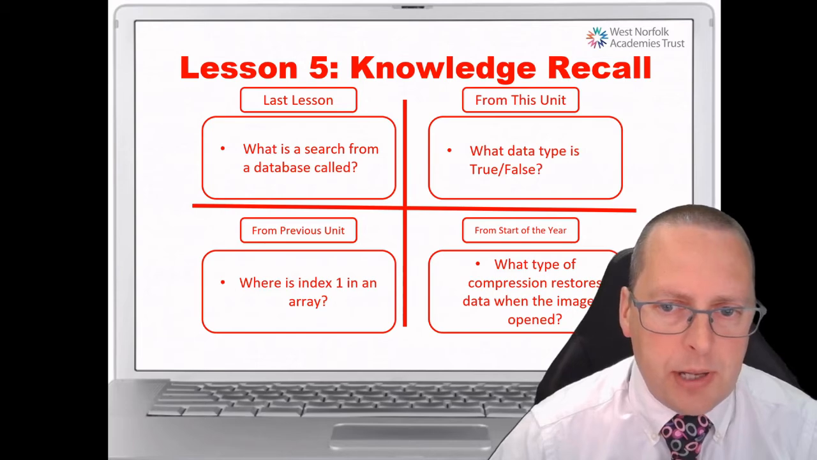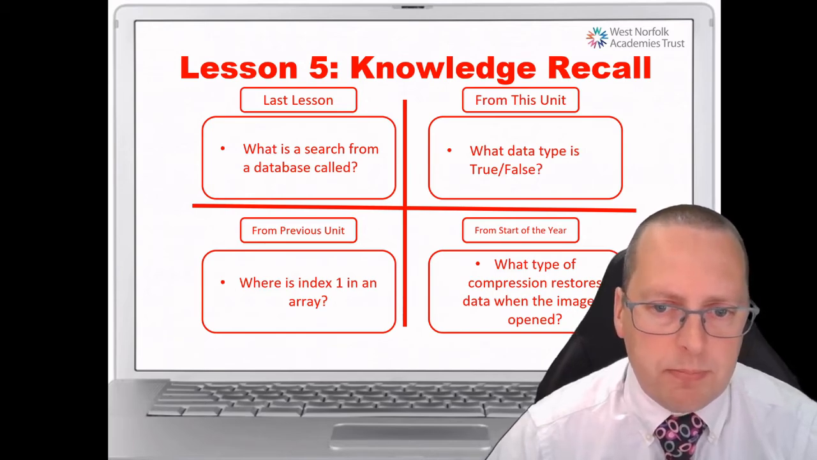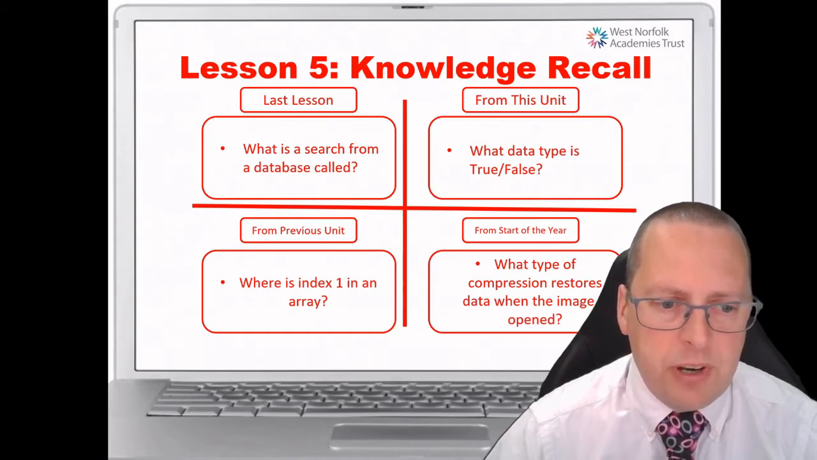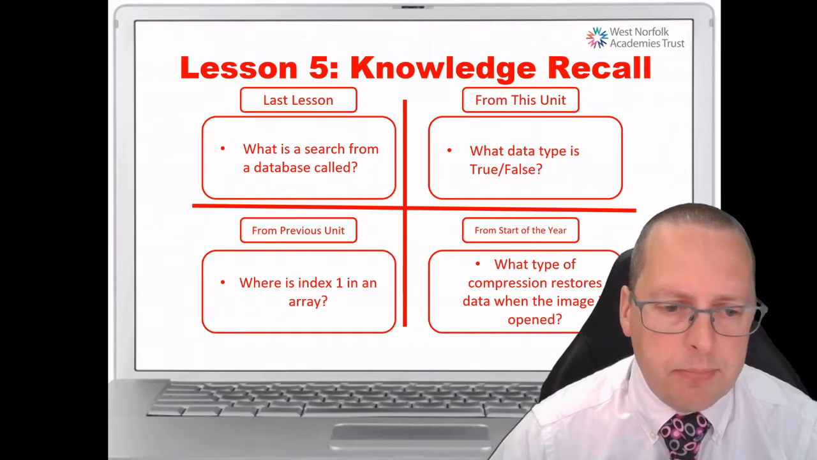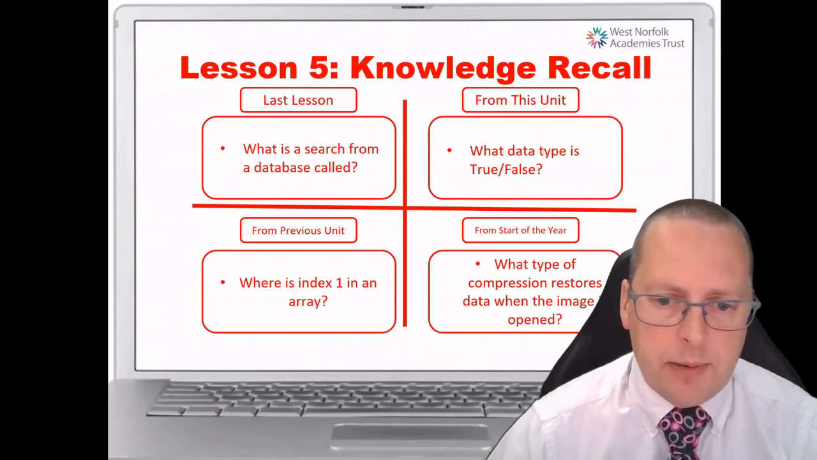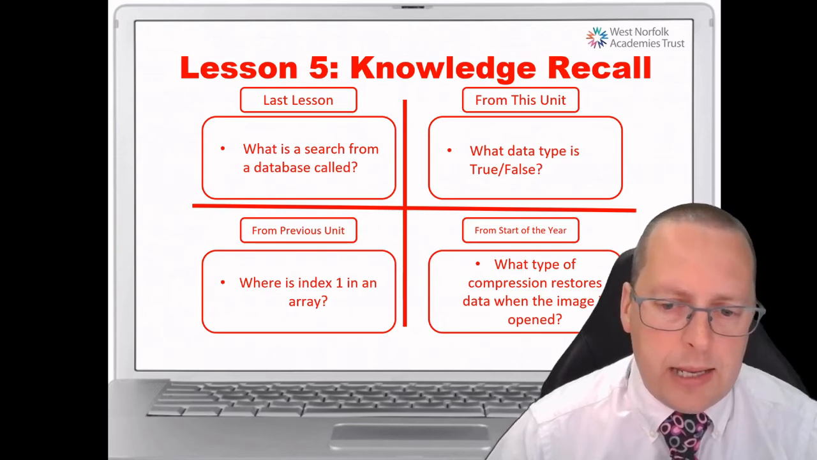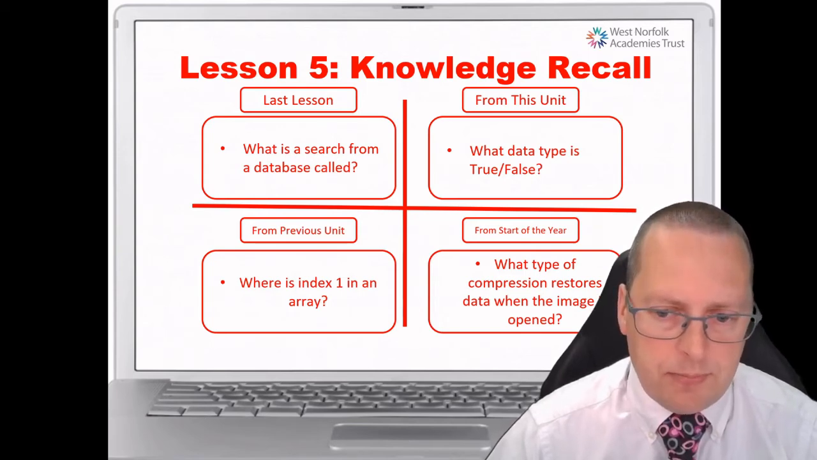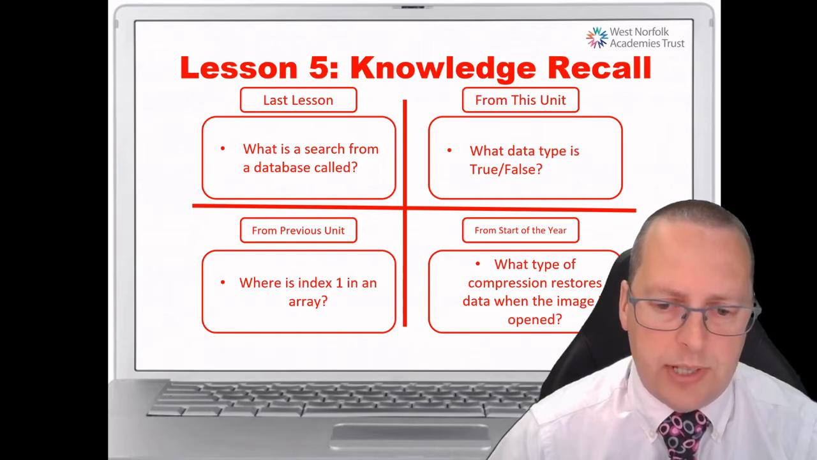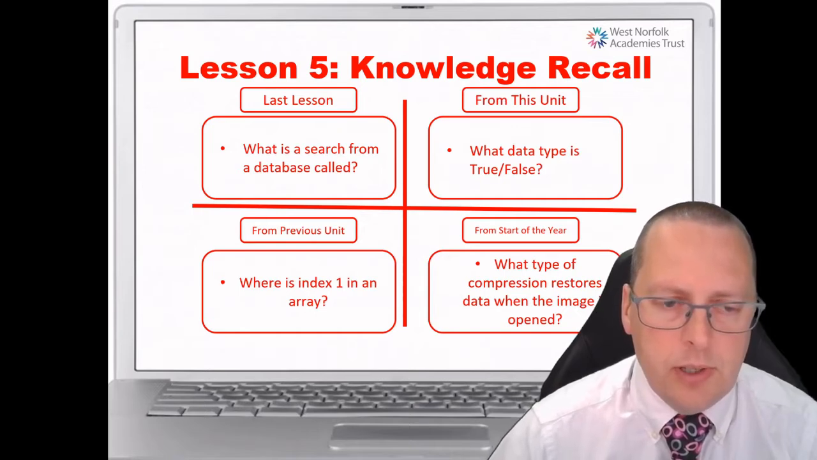What data type is it when you have true and false? So you name the data type for that. And then thinking from previous units, when we were looking at Python, where is index 1 in an array? So you need to say, where is the location of index 1 in an array? And thinking back right to the start of the year, what type of compression restores data completely when the image is opened? So it goes back to its original data. So you can pause the video and complete those 4 questions.